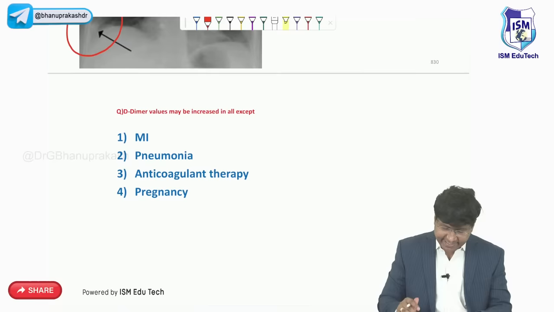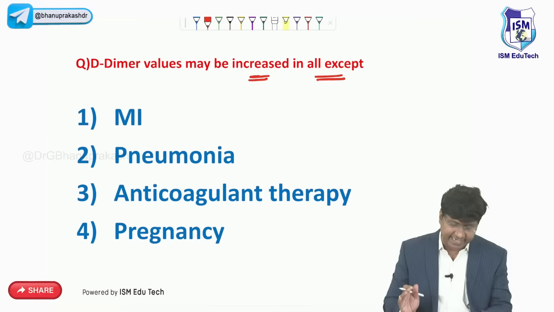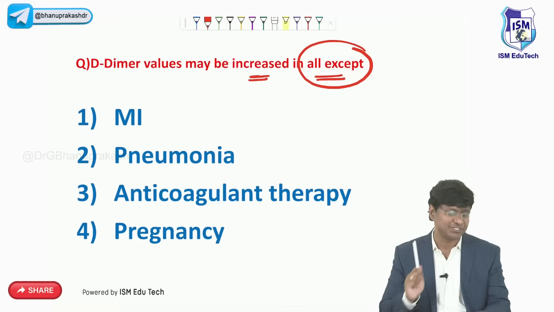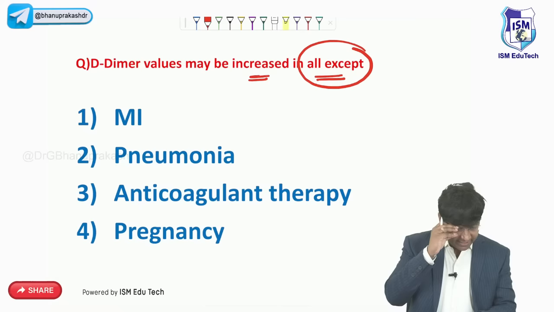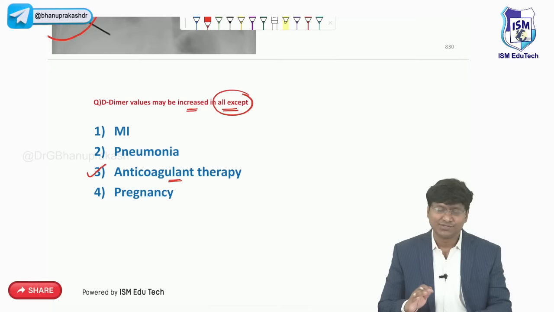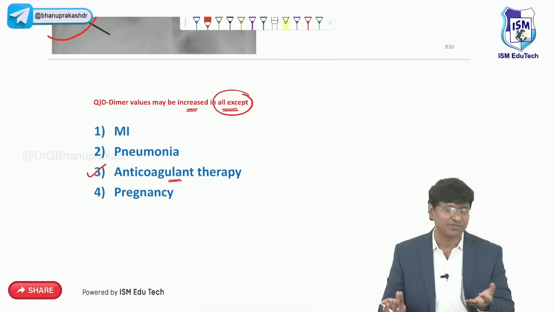Okay. Next important is the D-dimer. D-dimer may be increased in all of the following conditions. In pulmonary embolism, definitely D-dimer levels are elevated. But apart from that, the question is 'except': in which of the following conditions is D-dimer not elevated? Anyone? No, I did not get the correct answer from any one of you. That will be anticoagulant therapy. See, when the patient is on anticoagulant therapy, where is the question of formation of a thrombus? Thrombus formation will not be there. D-dimer is a fragmented part of your thrombus. When the patient is on anticoagulant therapy, there is no thrombus, so the D-dimer value is not increased.